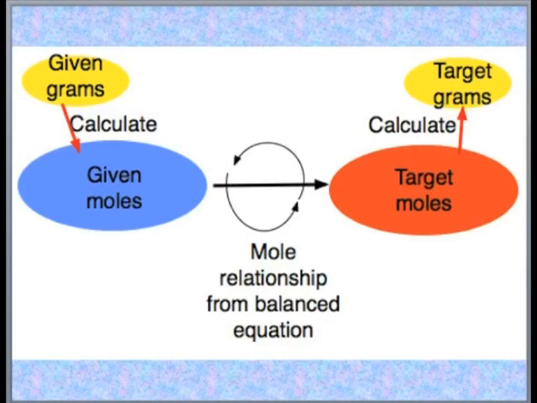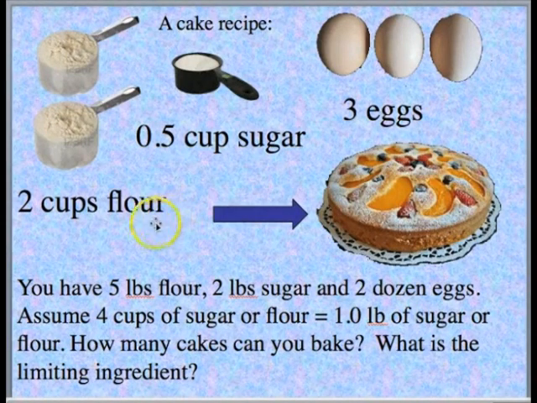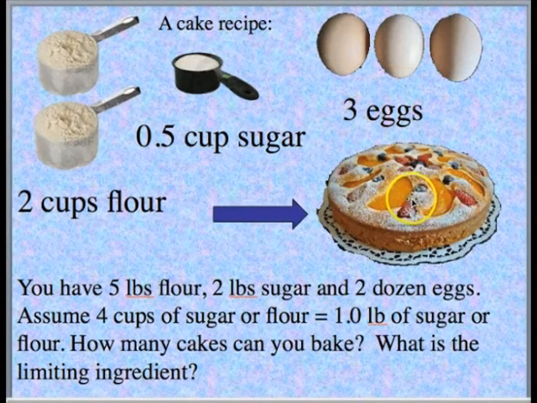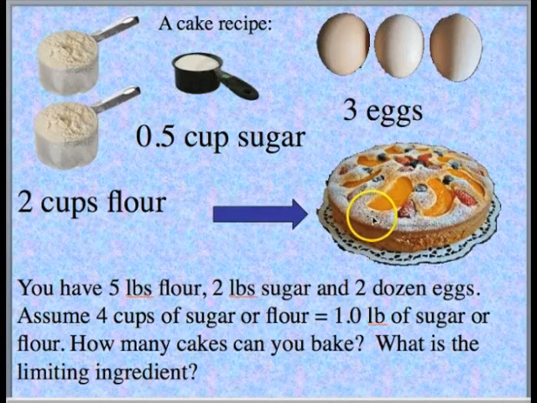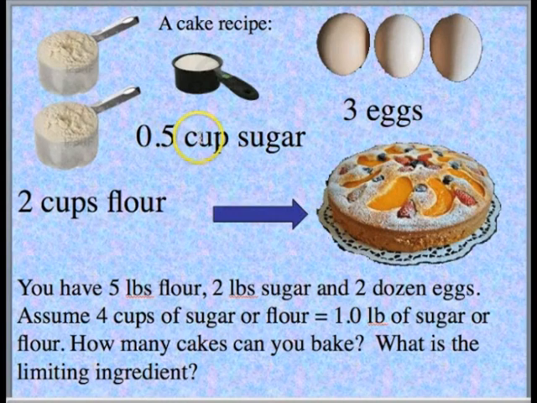Okay, let's do a little cooking now. Here's a recipe. 2 cups of flour, a half a cup of sugar, 3 eggs yields 1 cake. Don't try this at home. It's not going to give a very good cake. Okay, I'm just doing this for an example. But don't make a cake like this because it'll be awful. You're going to need a little water or milk in there.